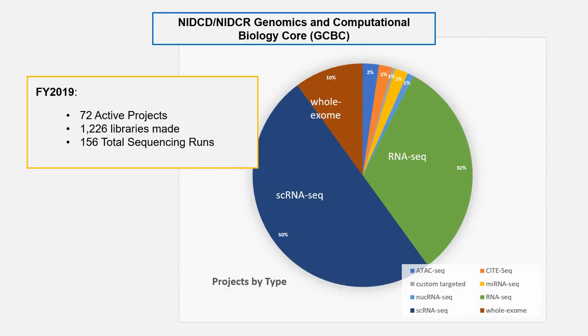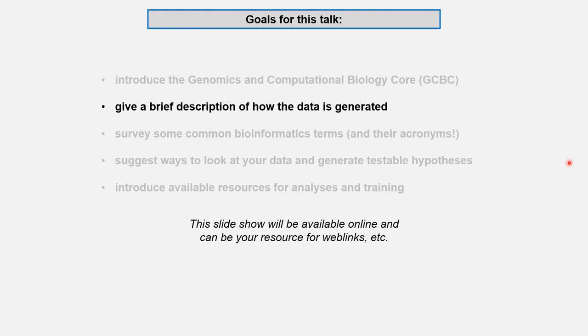In the last sane year of Western civilization, that is fiscal year 2019, the GCBC worked on 72 projects and made well over 1,000 libraries. We handle a variety of projects, but the overwhelming majority are RNA-Seq. Consequently, I'll focus on RNA-Seq in the next few slides.